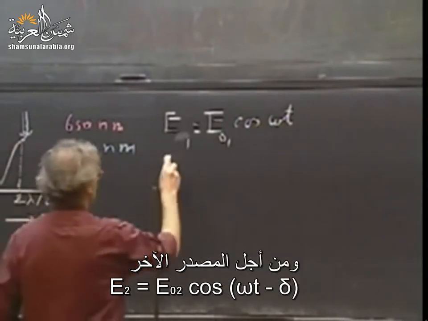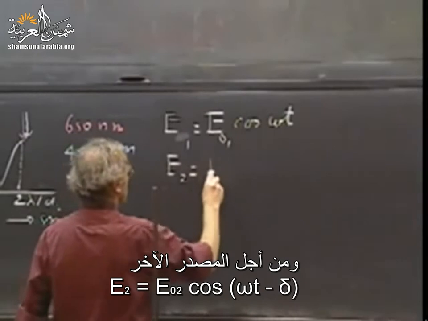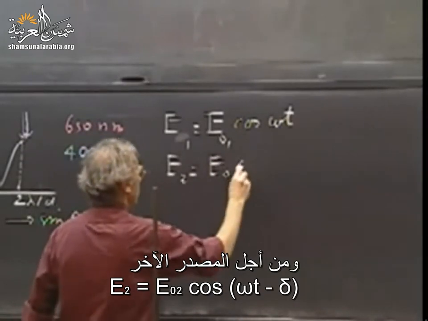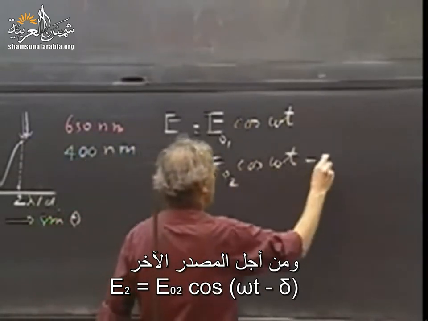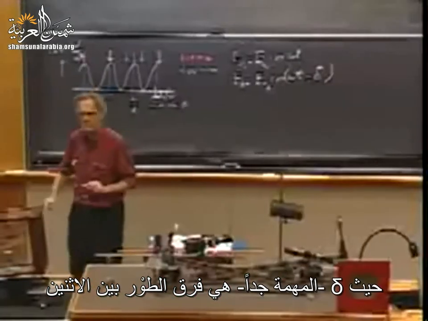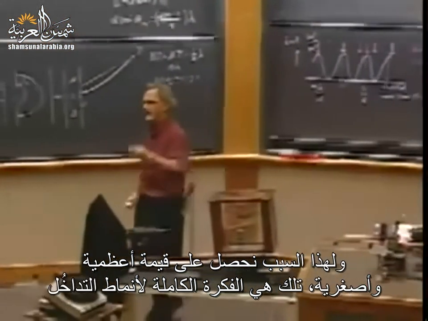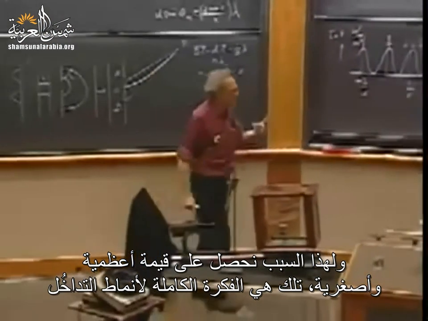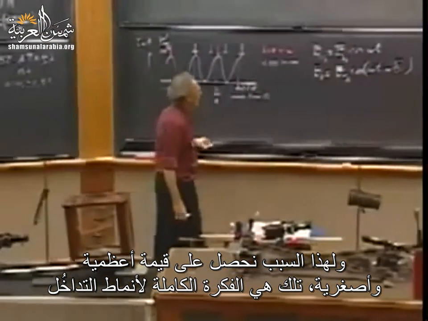E2, that is the other source, has E02 times cosine omega t, and here is that crucial delta, which is the difference between the two in phase. That's why you get maxima, and that's why you get minima. That's the whole idea of the interference pattern.